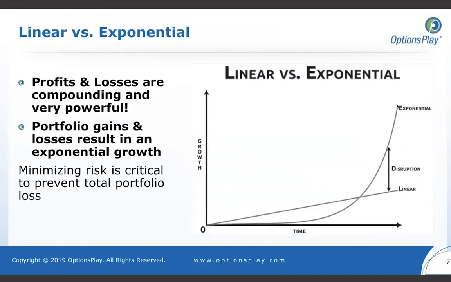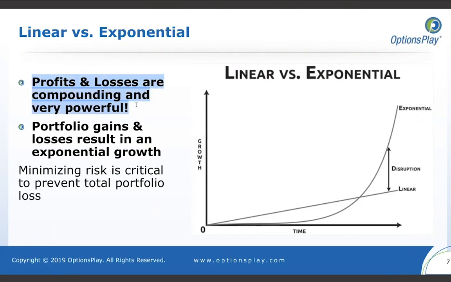Exponential functions are really, really powerful. If you've ever learned about compounding interest, you'll know that returns in your portfolio are not a linear function, they're an exponential function, and this works both ways. Profits and losses are compounded, and they are very, very powerful, meaning if you have profits that are compounding, they will continue to grow at a faster and faster pace. However, the same is true for losses. If you have losses, they will grow at a faster and faster pace.